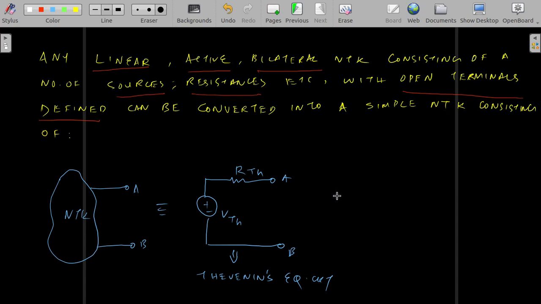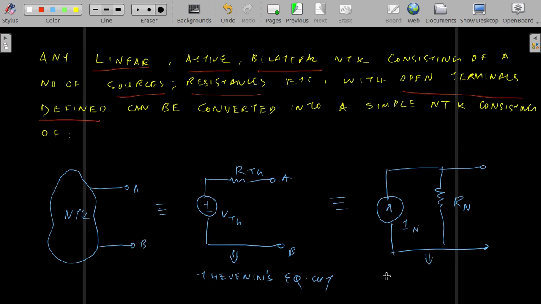The same network again can be represented as a current source in parallel with a resistance. We call this Rn for R Norton, and we call this In for I Norton. So this will be the Norton equivalent circuit. So this is Norton's theorem.